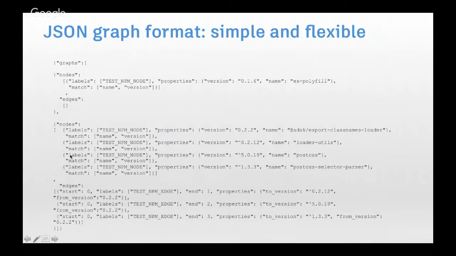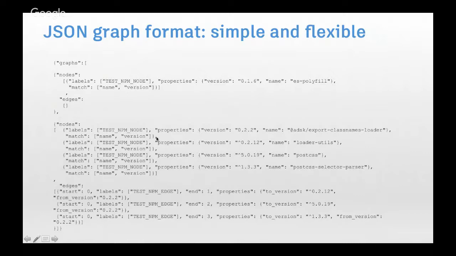The second graph in this graph list has 4 nodes and 3 edges. You can see the nodes here. The thing to note is that the way I represent nodes is that each has labels and properties. The key thing is you'll notice that I have a field called match.